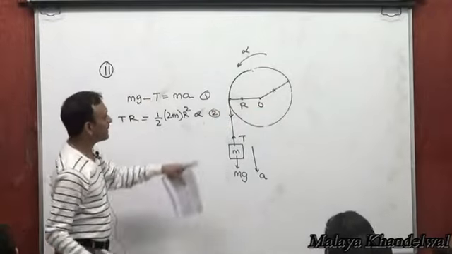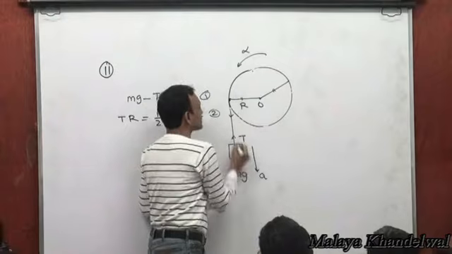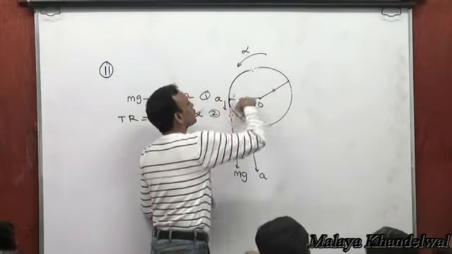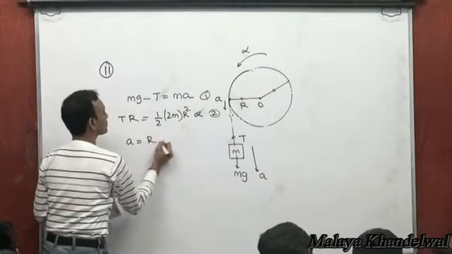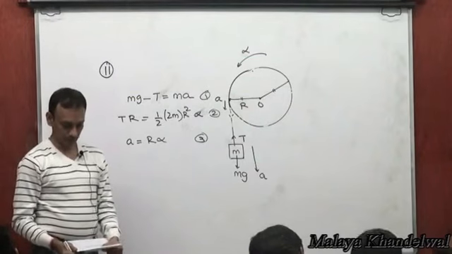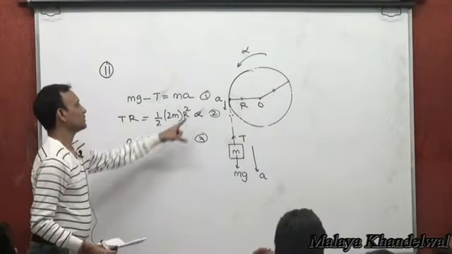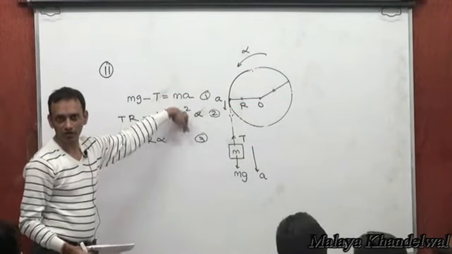Right? And then the acceleration of this point is the same as the acceleration of this. So this is A. So A must be R alpha. From this, obviously, you can eliminate A and solve for alpha.